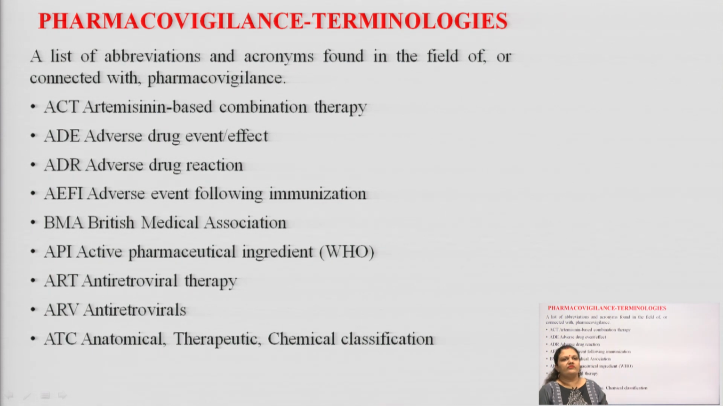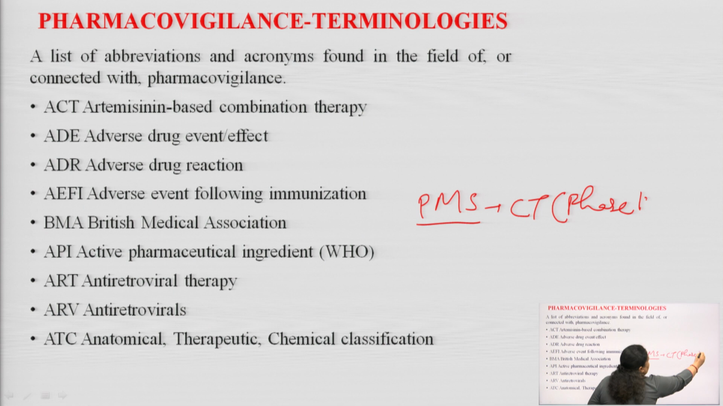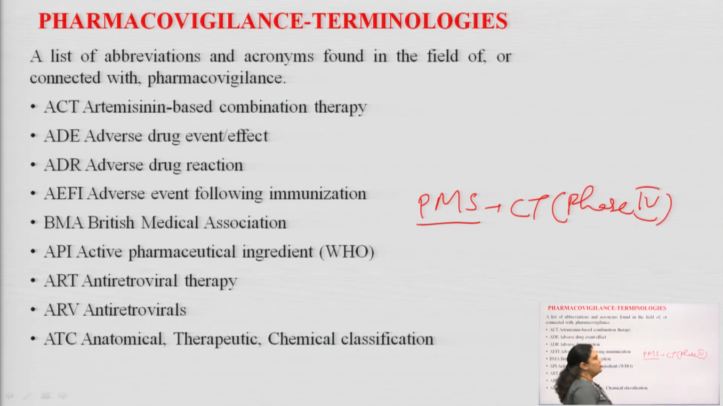Now, starting with the various terminologies. Students, these are universally acceptable terminologies used in studying pharmacovigilance, which was earlier known as PMS. PMS stands for post marketing surveillance, which is nothing but clinical trial phase 4. Nowadays the name PMS has changed to PV, which is pharmacovigilance.